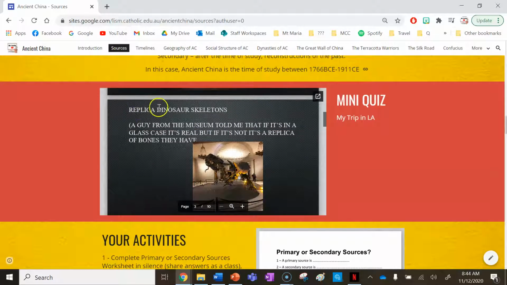Now, a keyword here: replica dinosaur skeleton. A guy from the museum told me that if it's behind a glass case, it's real, but if it's not behind a glass case, it's a replica.